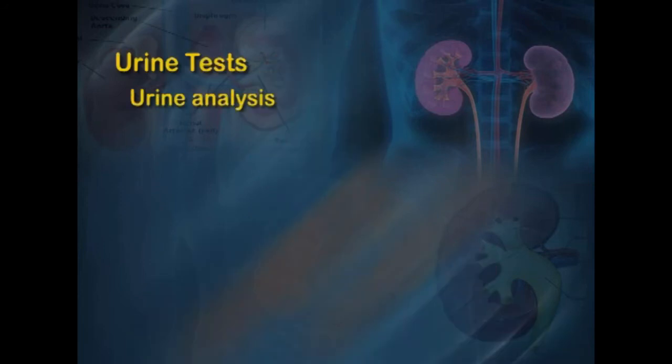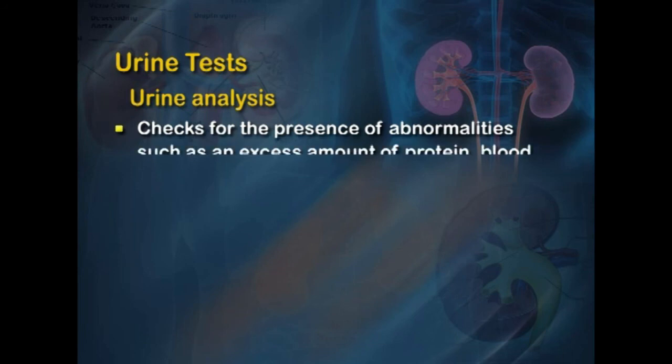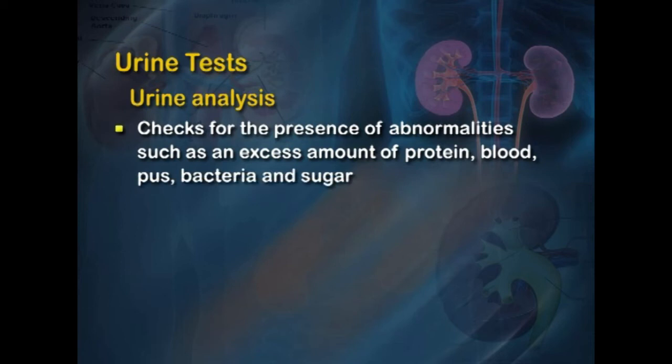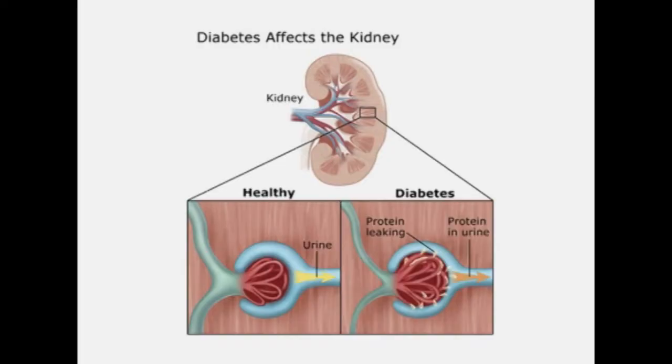Then there are even urine tests which tell us whether the kidneys are functioning normally or not. So the urine analysis, the basic urine analysis checks for the presence of abnormalities such as excess amount of protein, blood, pus, bacteria and sugar. Now all these are not the normal constituents of the urine. Protein is not present in urine as a normal constituent, nor is sugar. But if sugar is present, it is definitely an indicator that probably the patient is heading towards diabetes and he has to be treated accordingly.